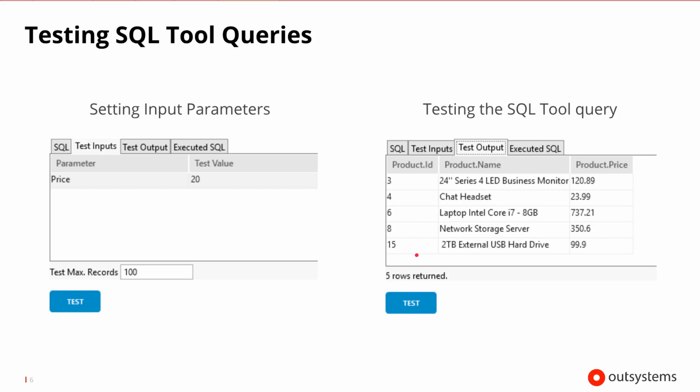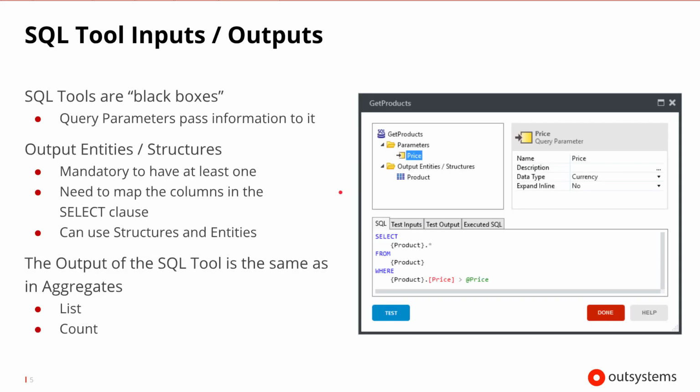Now there's also an extra tab here called Executed SQL. When we look at the SQL tool, and I'll go back for a second, the SQL tool is showing us the SQL statement itself. But as I mentioned, product is just a mapping to whatever the real table name is, and price is just a mapping to whatever the real column name is. And OutSystems auto-generates those just to keep them unique.